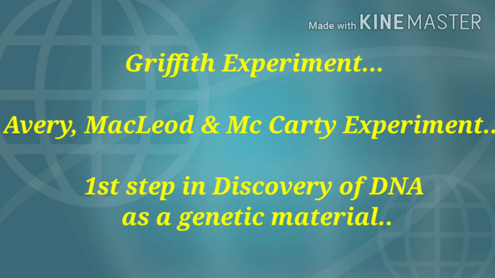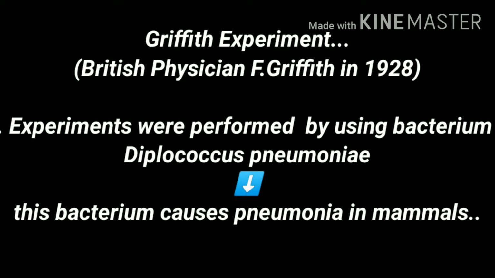Hello friends, today it is very well known to us that the genetic material is DNA. But in the beginning of the 20th century, there was much controversy over the genetic material, and many experiments were carried out for identification of the genetic material. In the 20th century, the discovery of DNA as a genetic material was a milestone in biology. Let's see some of the experiments in the journey of identification of DNA as a genetic material.